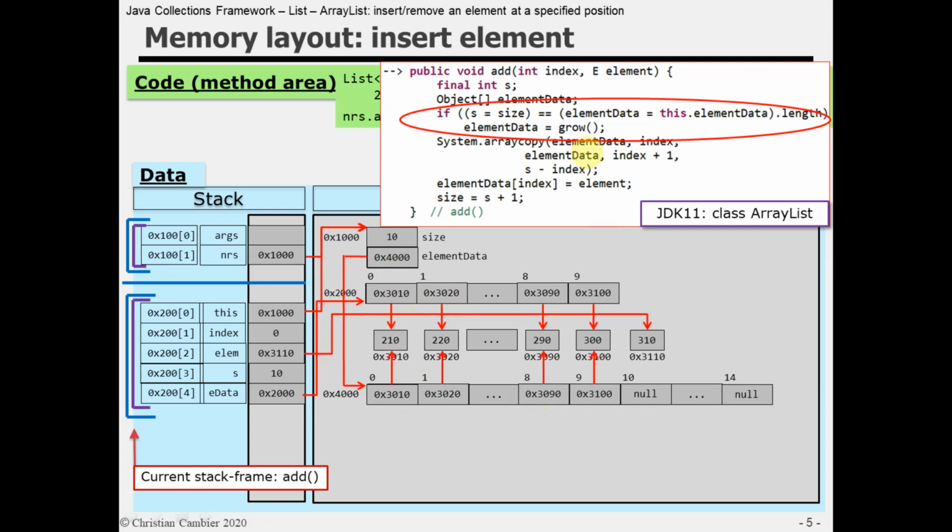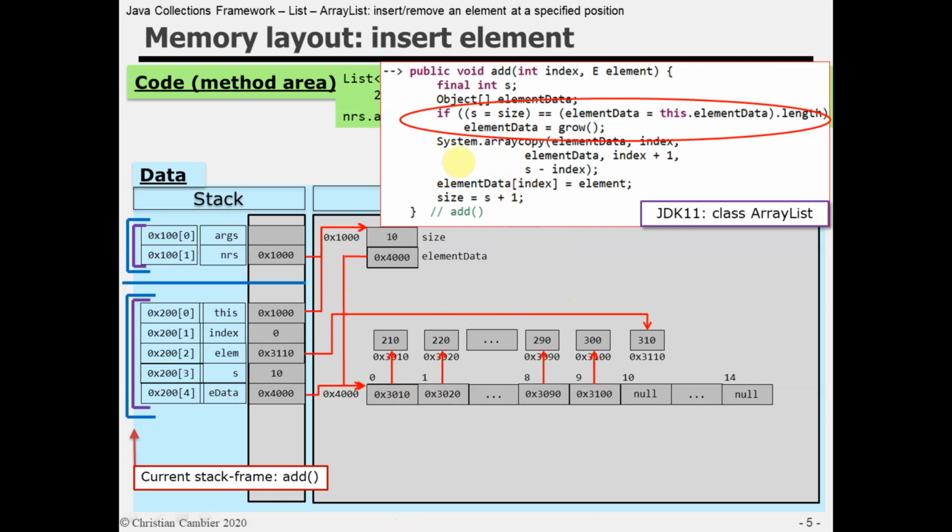All that happens in the grow method, and when the grow method returns, its return value is assigned to element data, so it refers to the new array as well. The previous array, since not referred to by any reference variable, will eventually be cleared by the garbage collector of the Java virtual machine. I simulate this now, so I'll clear it. A slight variation of all these steps has been explained in detail in the previous demo. So if you're not really following what is happening here, have a look at the previous video.